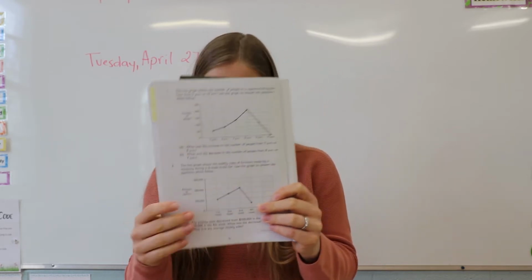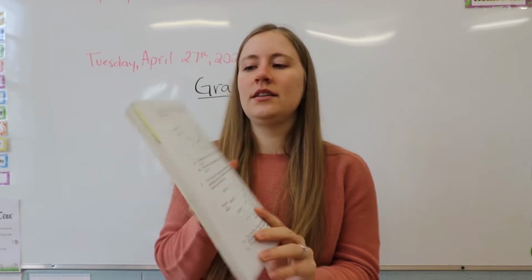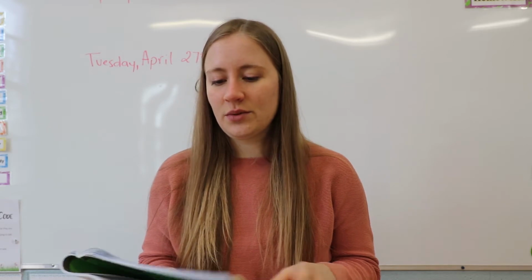Okay, so let's look at this. So number 1 says the line graph shows the number of people in a supermarket by the hour from 5 p.m. till 10 p.m. Use the graph to answer the questions which follow.